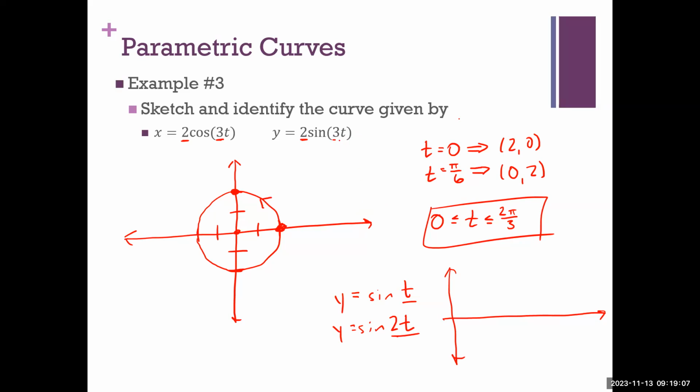I multiplied this variable t by 3. So what did it do to the period? It cut it down to a third of what it was, right? Does that make sense? Yeah.